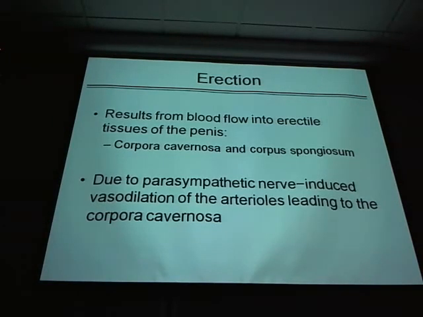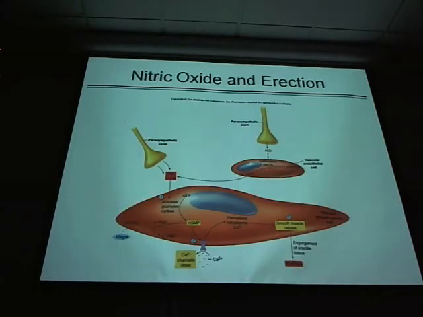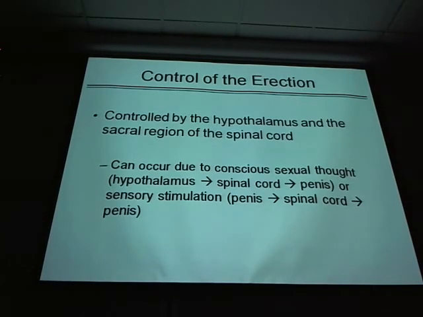Erection, blood flow into the penis, parasympathetic nervous system induces vasodilation. Nitric oxide is a neurotransmitter. Any questions on that? Control by the hypothalamus and the sacral region of the spinal cord. Can occur due to conscious sexual thought or sensory stimulation.